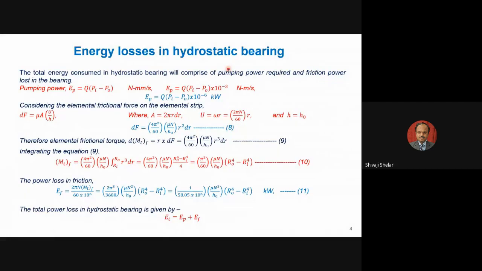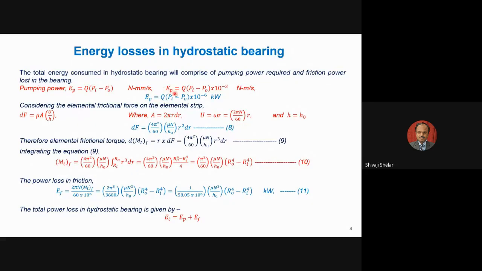So let's evaluate one by one. Let's evaluate how much pumping power is required. Pumping power, that is EP, depends upon the flow rate and delta P. That is Q into delta P, where delta P is equal to Pi minus PO. And for Q, we have used the relation; from relation 4, you can get the value of Q. Now, when you are evaluating this, you can use Q in terms of millimeter cube per second, and Pi minus PO you can use in terms of Newton per millimeter square, or in terms of megapascal.